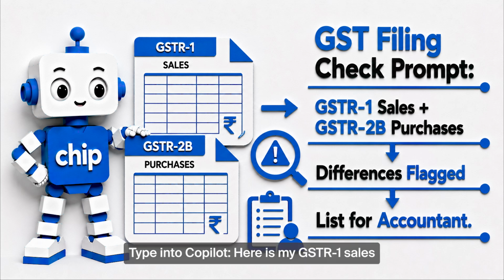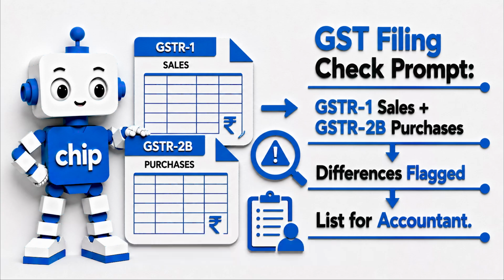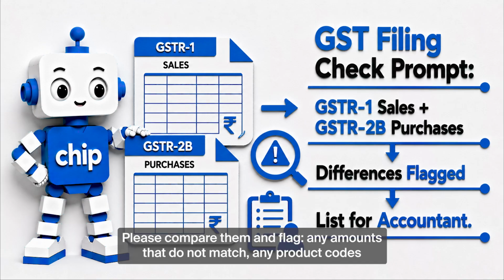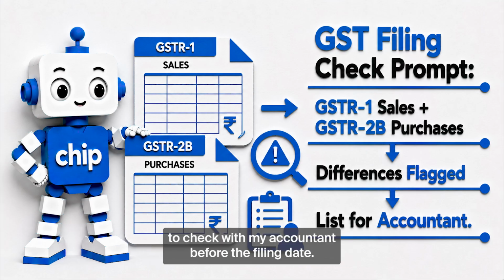Type into Copilot, here is my GSTR 1 sales data and my GSTR 2B purchase data for the last month. Please compare them and flag any amounts that do not match, any product codes that are different, any bills in GSTR 1 not appearing in GSTR 2B. Give me a simple list of differences to check with my accountant before the filing date.